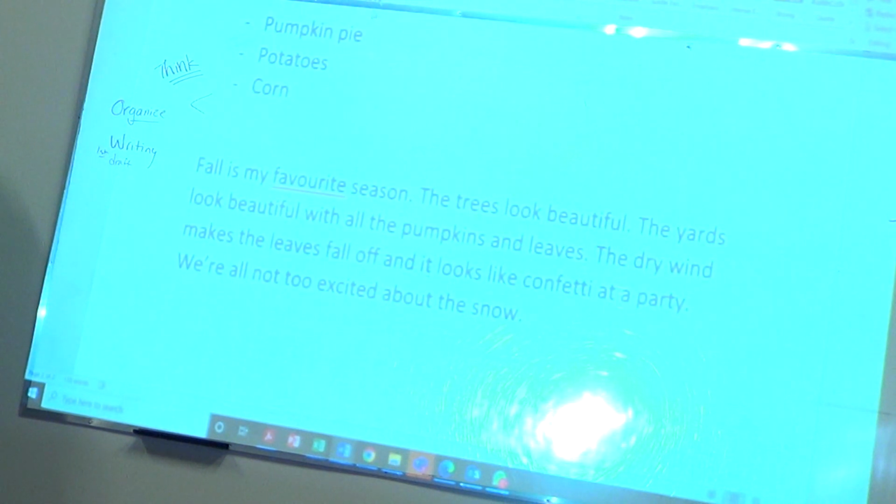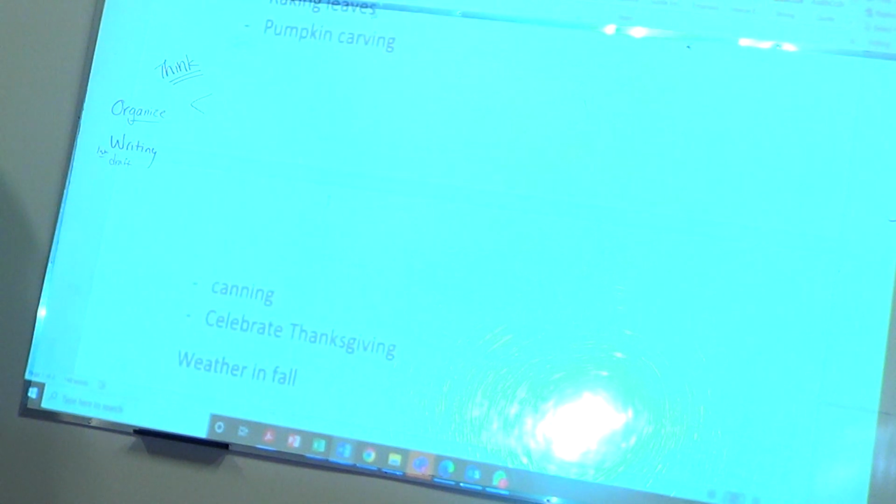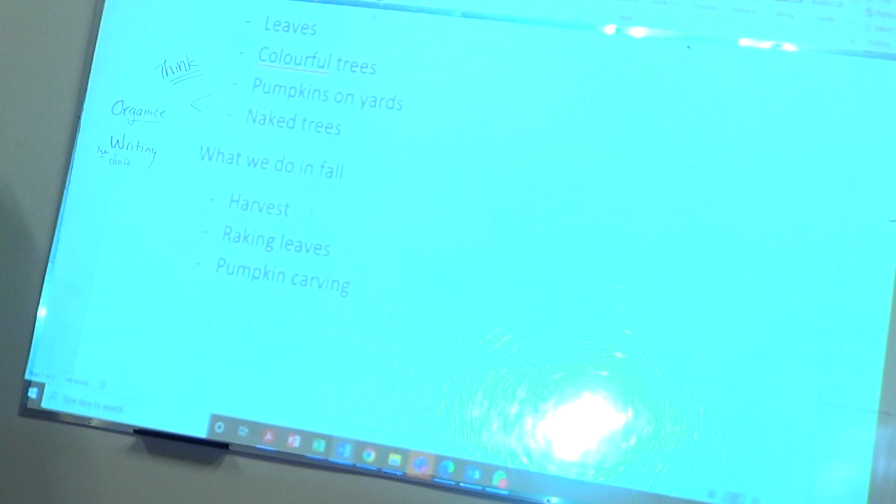Harvest our garden. Okay, so we don't want to just write harvest our garden. We want to write a whole sentence. How can we do that? We harvest our garden and make delicious meals out of what we get. Okay, so now we're changing into the harvesting and things we do. What else do we do? We rake the leaves. Rake yards.